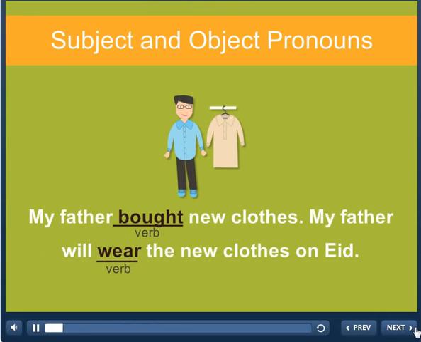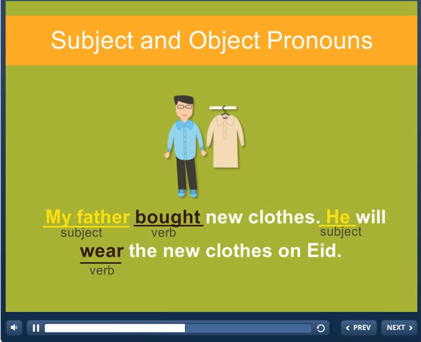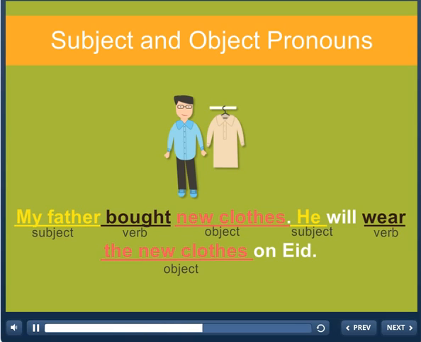Let's look at another example. My father bought new clothes. My father will wear the new clothes on Eid. My father is a subject in the sentence, so we replace it with the matching subject pronoun, he. The new clothes is an object in the sentence, so we replace it with an object pronoun. In this case, them. My father bought new clothes. He will wear them on Eid.